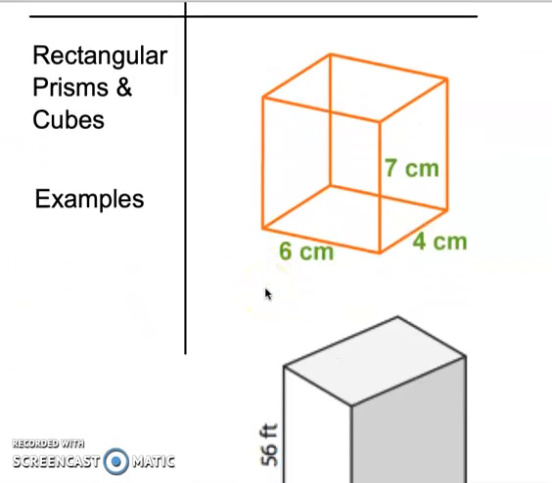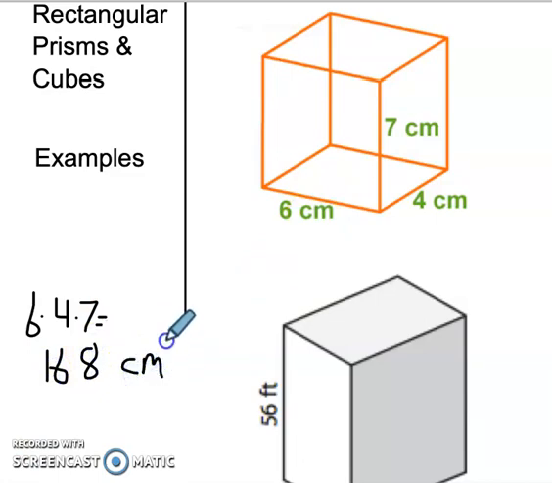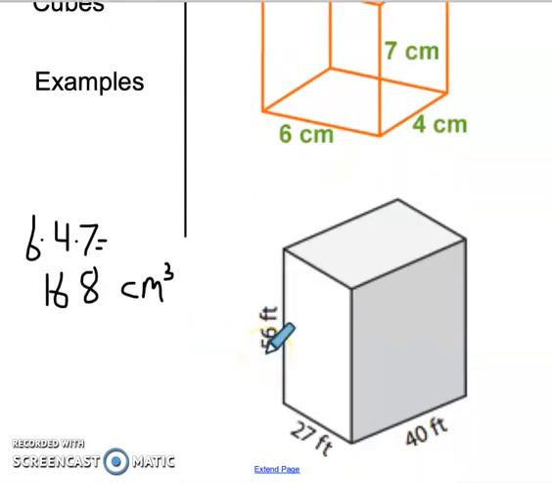So let's do a couple examples where the numbers are not the same. This one's not a cube, it is a rectangular prism. I take the 3 dimensions, 6, 4, and 7, and multiply those together. So 6 times 4 is 24, times 7. Do the math real quick. That gives us 168. These are in centimeters, so it's 168 centimeters cubed.